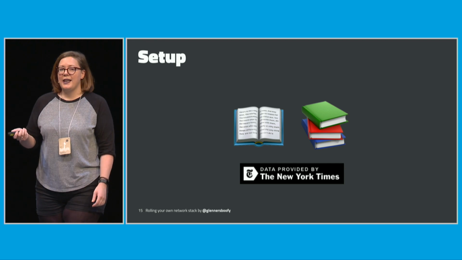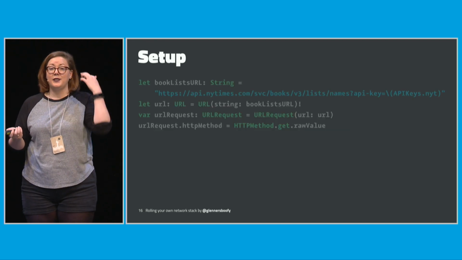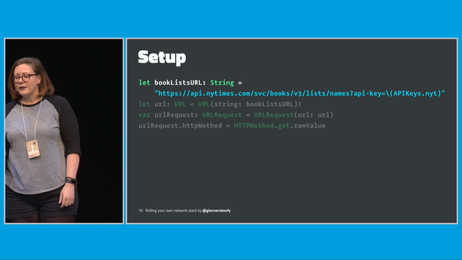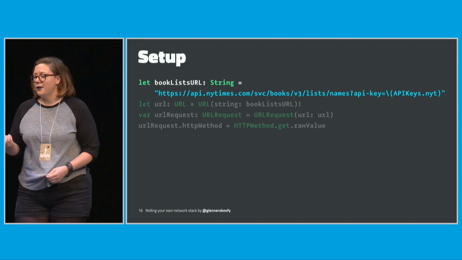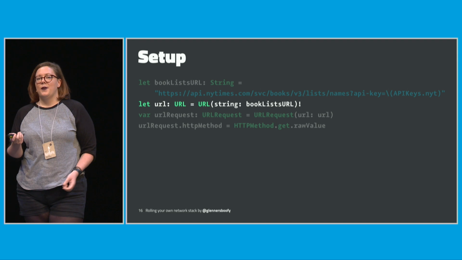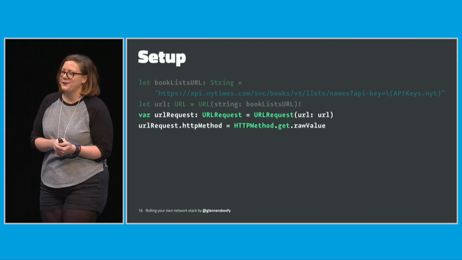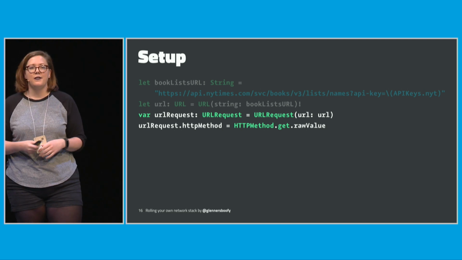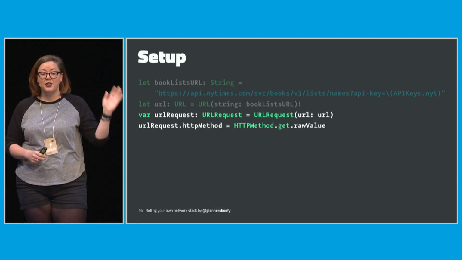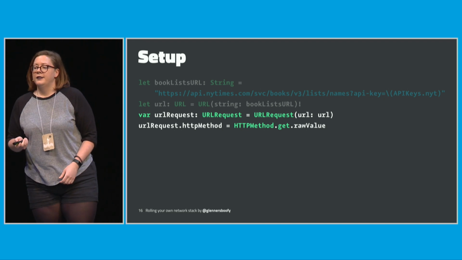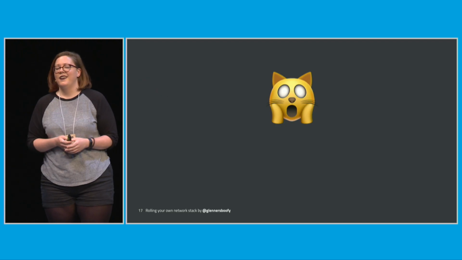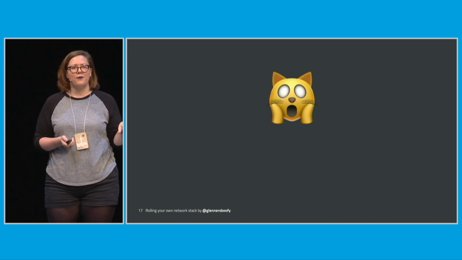OK, so the naive approach. Let's start setting up. As with any request, we usually start with a URL, which we usually start in string form. This is just a standard URL GET request. And from that string, we need to make an actual URL. And from that URL, we need to actually make the URL request. And then after you have the URL request, you can set any specific properties that you need to for that URL request, for instance, the HTTP method. OK, so we have a URL request, but we haven't even done anything with the network. And that's already 4 to 5 lines of code.